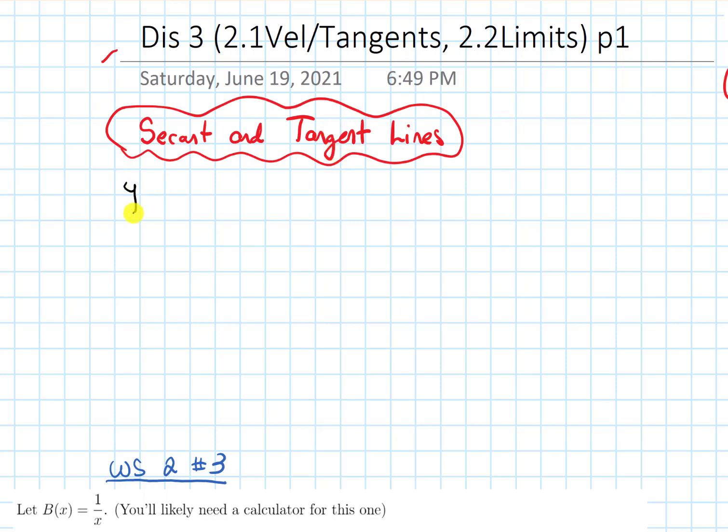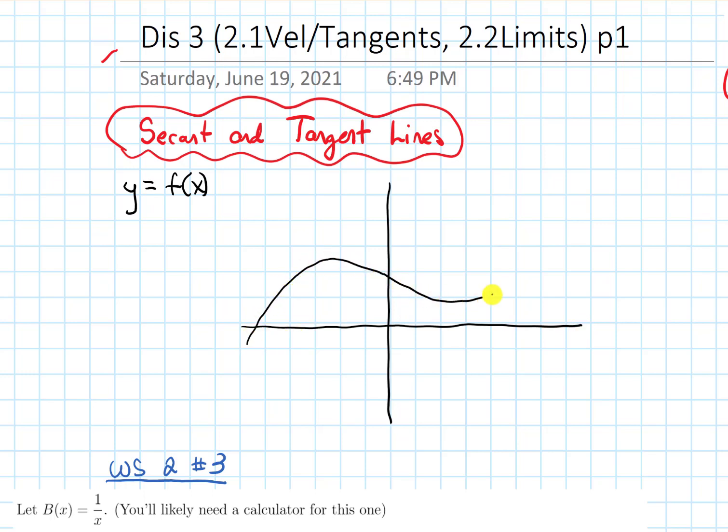So let's start with some function y equals f of x, and I'm going to draw a graph. I'll draw some axes, and let's just say that my graph looks something like this. I'm going to label some x value like 2 and draw the point on the graph where 2 is. Then a little bit further down the road, I'm going to draw a point at 3. It's definitely not to scale, but I'm going to draw this point on the graph where 3 is.